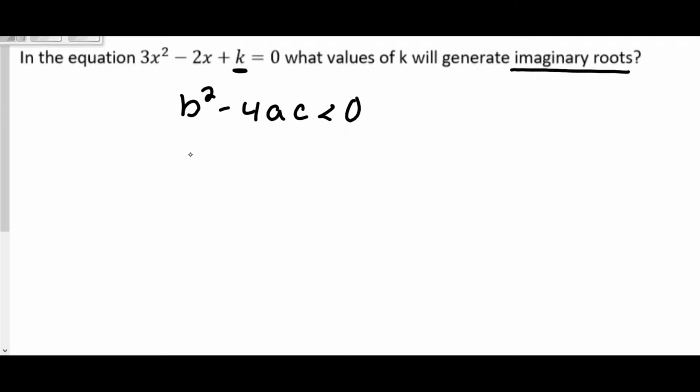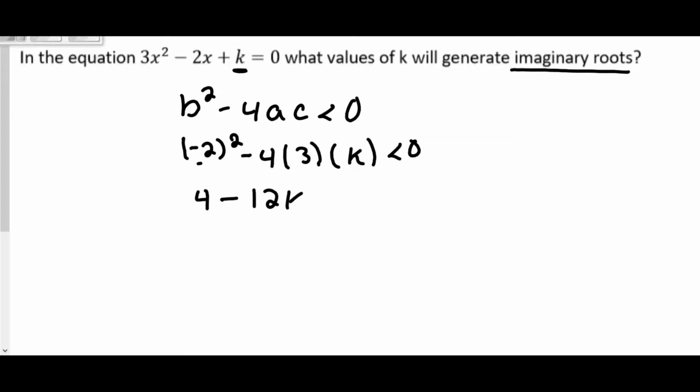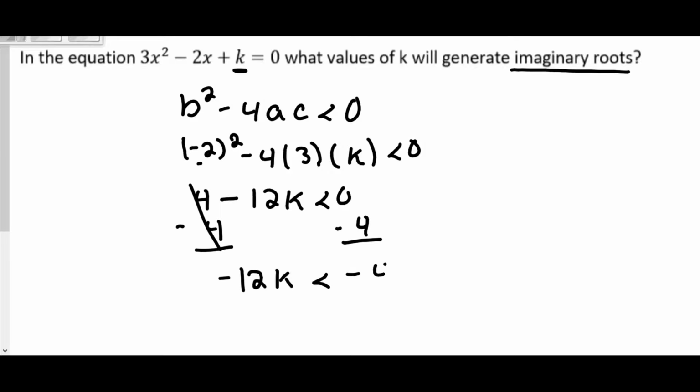So let's just plug in what we have. We have that b is negative 2, so negative 2 squared minus 4 times a is 3, and c is the value that we're trying to find. So I'm just going to plug in k, less than 0. Negative 2 squared is 4, minus 4 times 3 is 12, k is less than 0. I'm going to move the 4 over, so right now we're just trying to solve for k. I'm going to get negative 12k is less than negative 4.